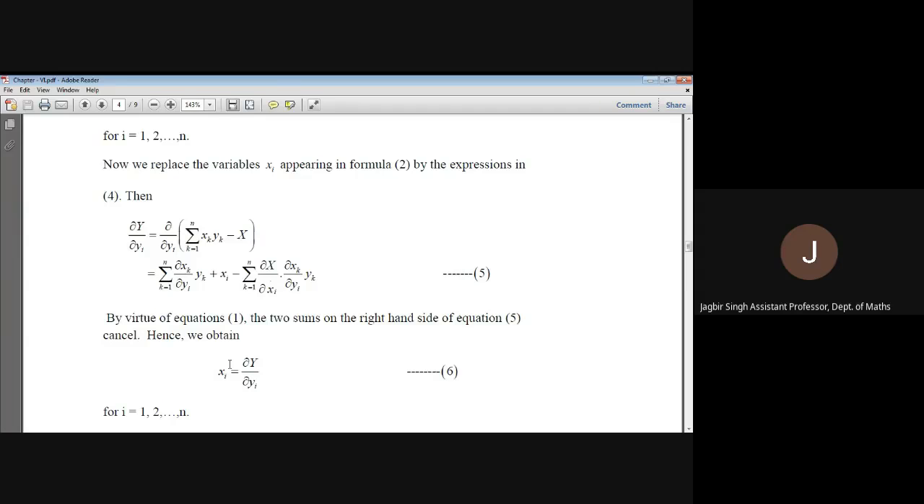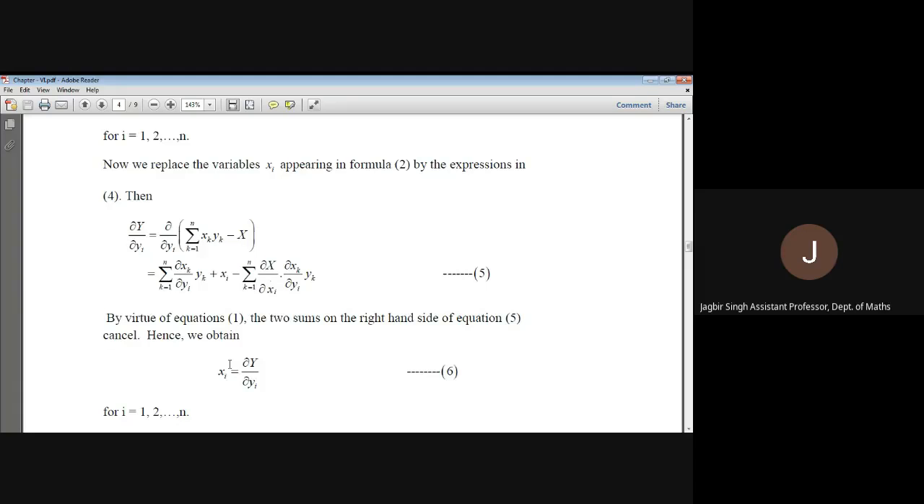First, the partial derivative of xk with respect to yi into yk, plus second, the first term of this summation is x1 y1 and the partial derivative of y1 with respect to yi is 0. Second term is x2 y2, partial derivative of y2 with respect to yi is 0. The ith term is xi yi, and the partial derivative of yi with respect to yi is 1. So xi is remaining.